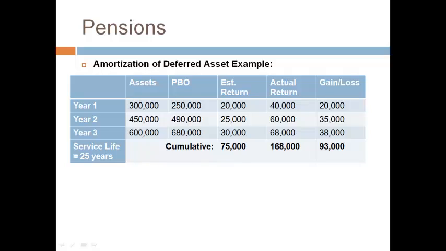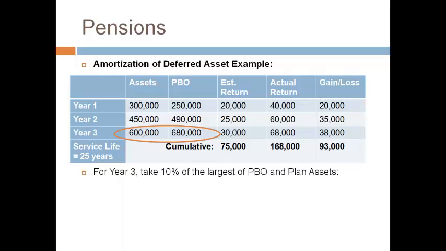After 3 years, the fund has earned a total actual amount of $168,000. The company estimated the trust fund would earn a total of $75,000 over the 3 years. The difference in the estimated and actual return is $93,000 more than expected. This is the deferred or unrecognized gain or loss. Earnings more than expected is a gain. Earning less than expected is a loss.